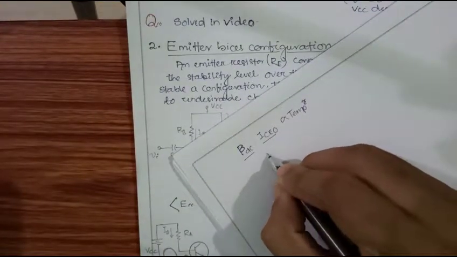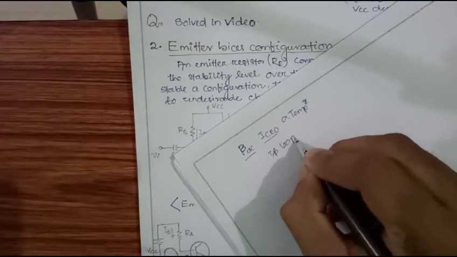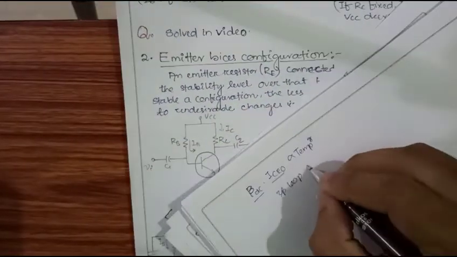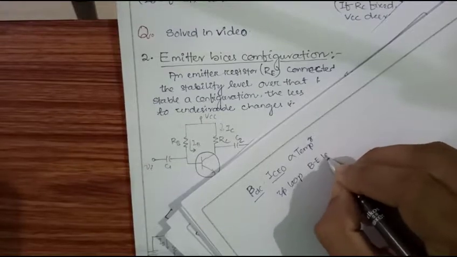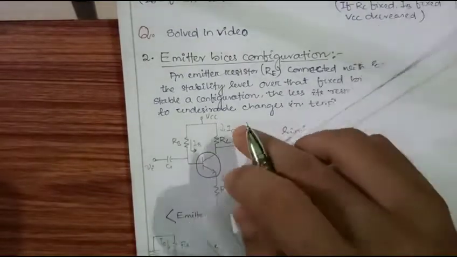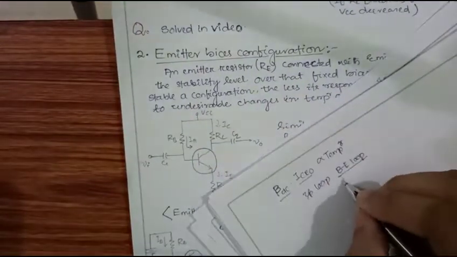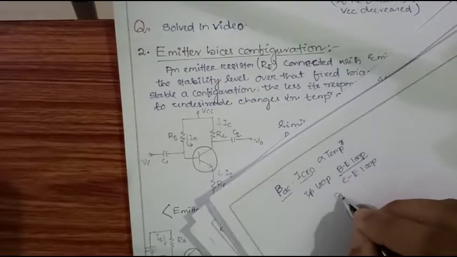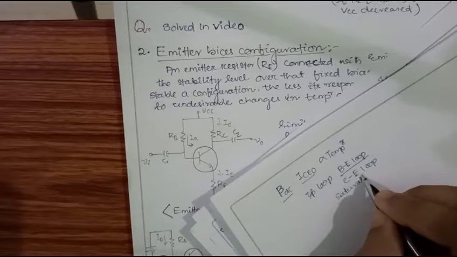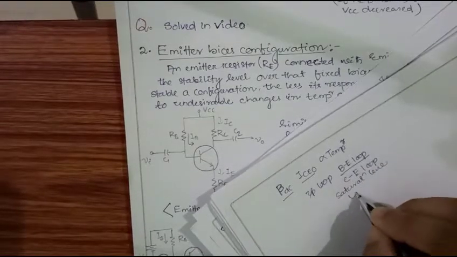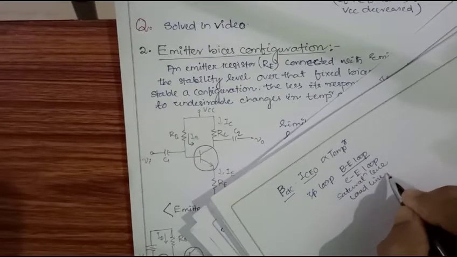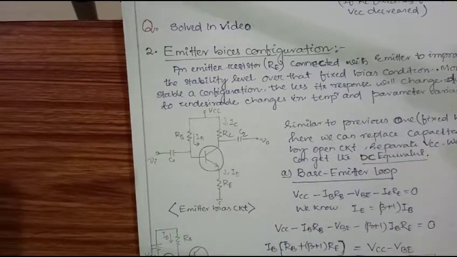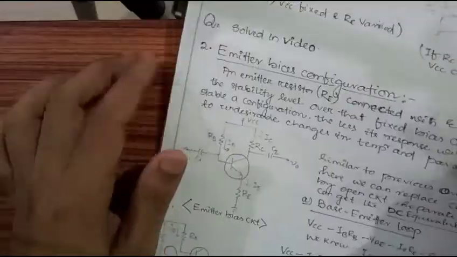Here also, like in fixed bias, there are four points that we are going to read. One is the input loop. Here the input loop is between base and emitter, so that is called the base emitter loop. Second one is between collector and emitter, so that is called the output loop or collector emitter loop. Third one, we will see the saturation level. And then next we will see load line analysis. For each configuration we will see these four points. So let's start first with the emitter base loop.